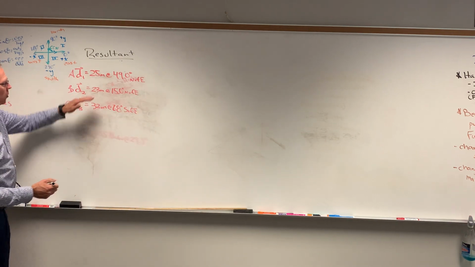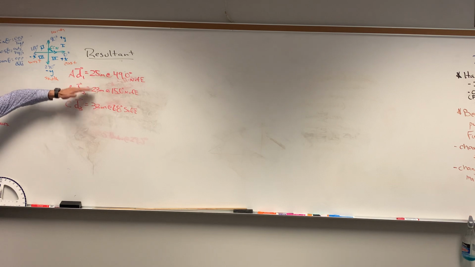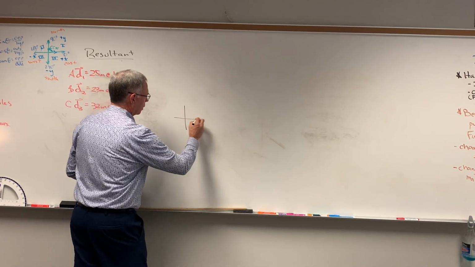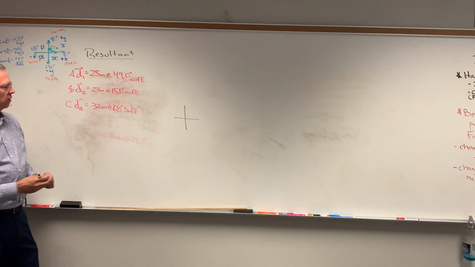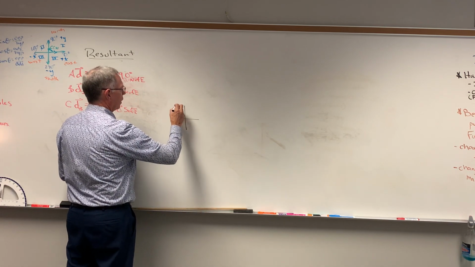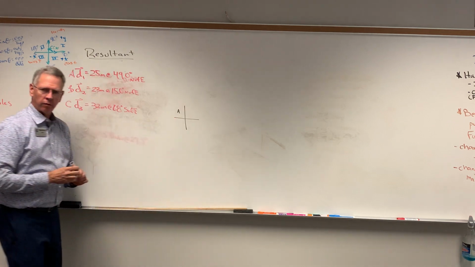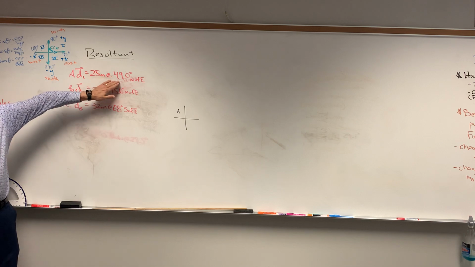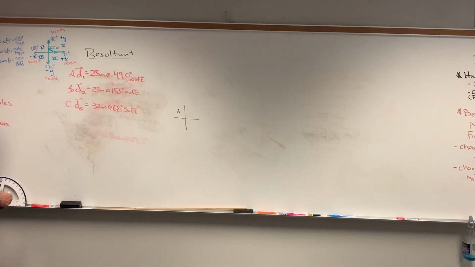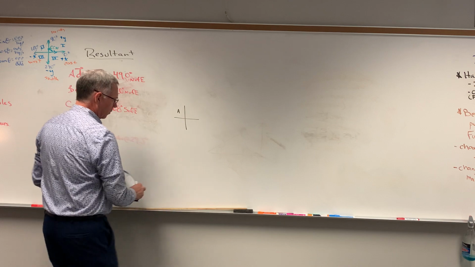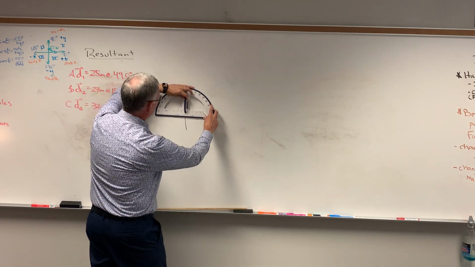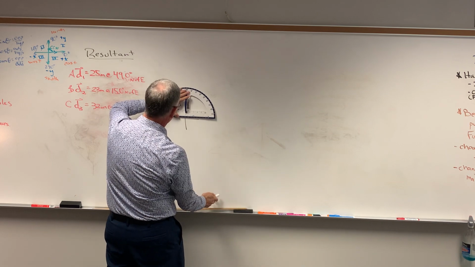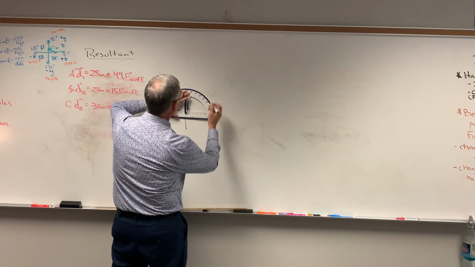All right, so let's do this one graphically. We're going to draw three different vectors. Start with an X and Y axis, and we're going to draw vector A. It needs to be 25 meters long at 49 degrees up in the first quadrant. So set your protractor and measure 49 degrees.